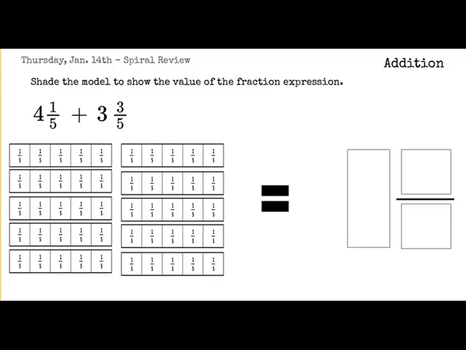So our directions in our addition box say to shade the model to show the value of the fraction expression. So the first thing I'm going to need to do is take my first fraction, and we call this a mixed number because it has a whole number and a fraction together. So we have a mixture of a whole number and a fraction. I noticed that my fractions have 5 as the denominator. That means that the fraction models are divided into 5 pieces. It's real easy for me to color the fraction, 1 out of the 5. How do I color these 4?